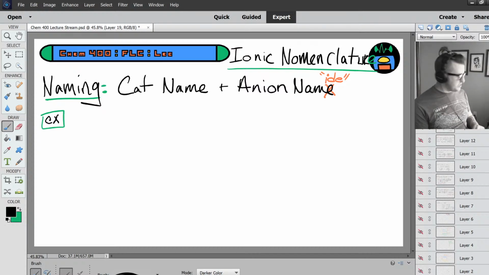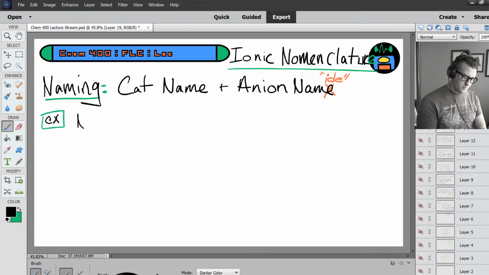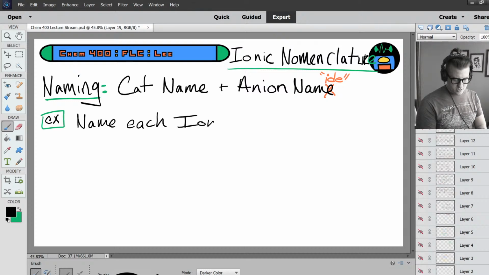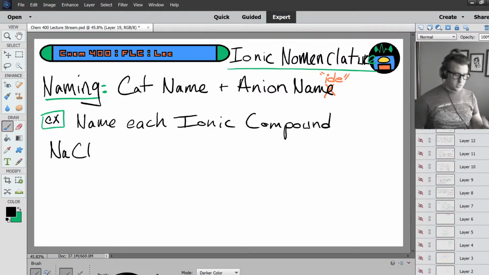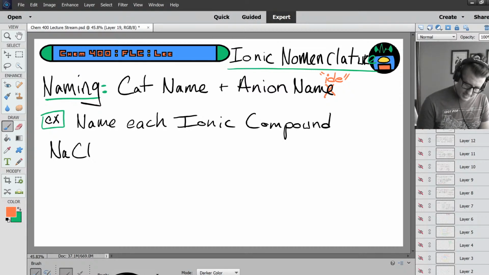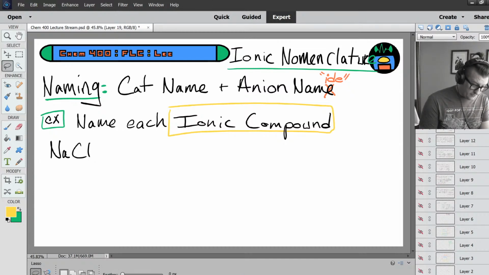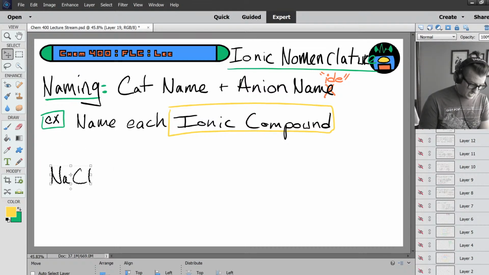Okay, so let's dive in and do some examples. Name each ionic compound. All right, and let's start with sodium chloride. I realized I missed a little something in my notes. You may be going, how do I know it's an ionic compound? And if you're asking that to yourself, that is a totally legit question. And here's a partial answer.